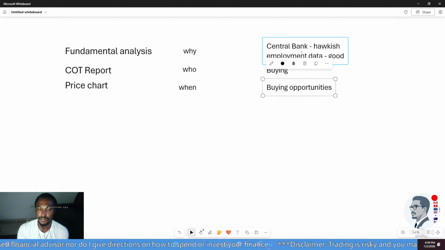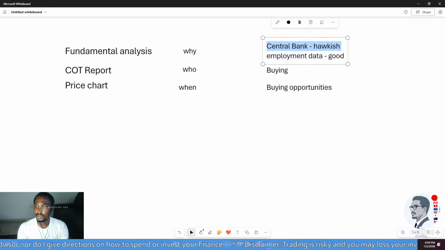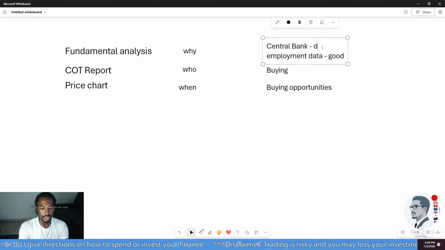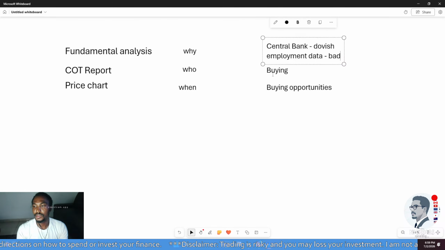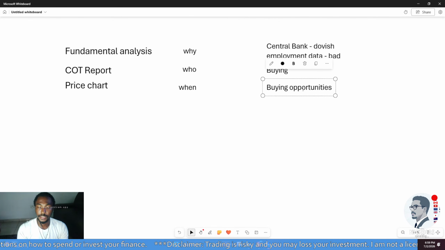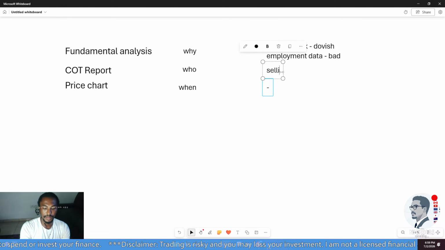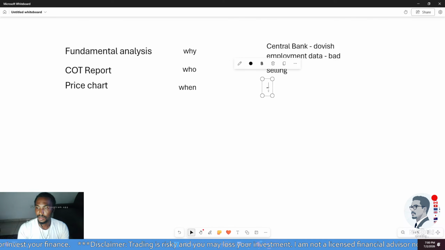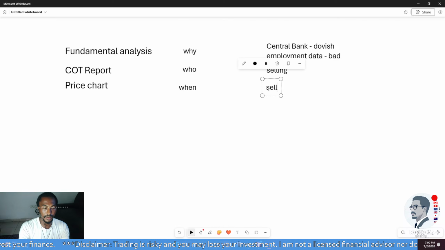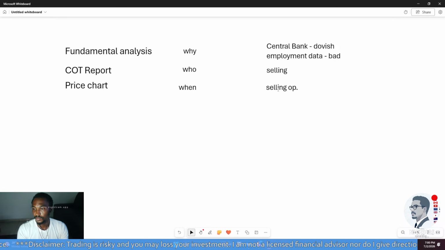Buying, buying, buying. Let's say the bank is now dovish and employment data is bad, but these guys are still buying. At this point in the market, I will just sit on my hands. When these guys, the who's, mind you, start selling, then I'll start looking for selling opportunities. Do you understand?